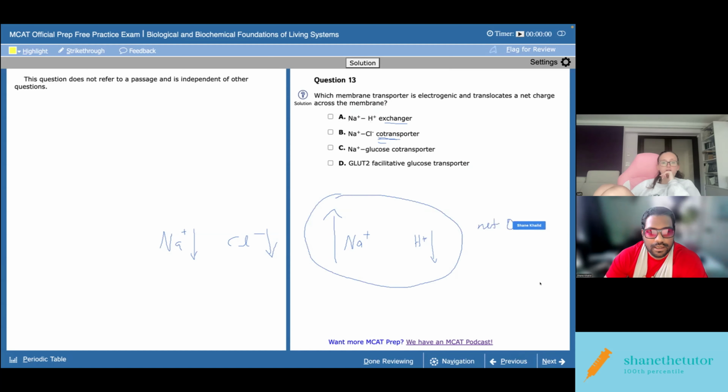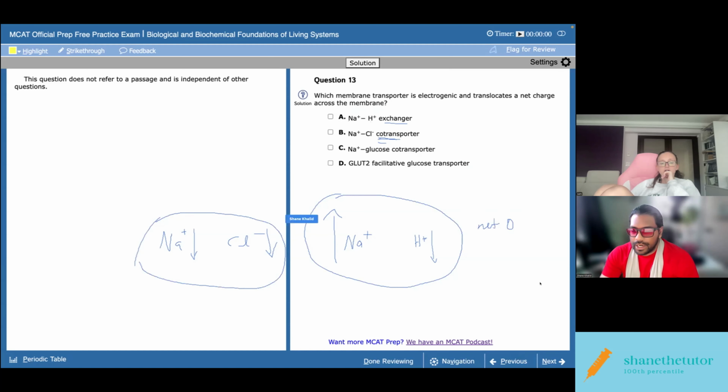Does the fact that they're both positive not make a difference? Because you're removing a positive and you're adding a positive. And then here, you're adding a positive and you're adding a negative. Your net's 0, right? So these are both wrong. Correct. Translocates a negative charge, a net charge.